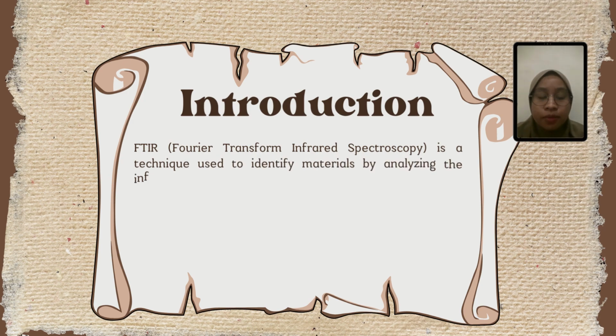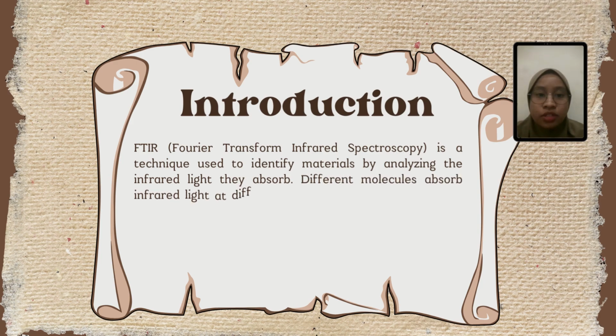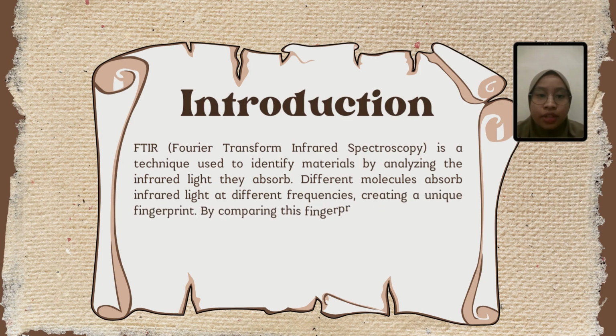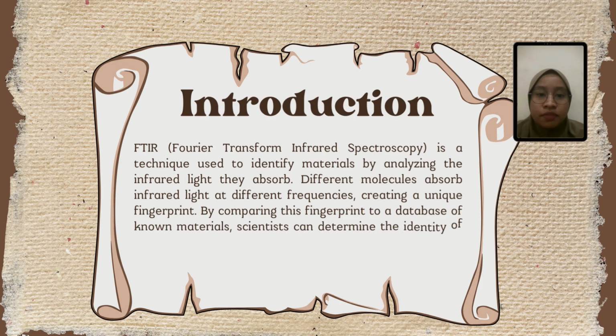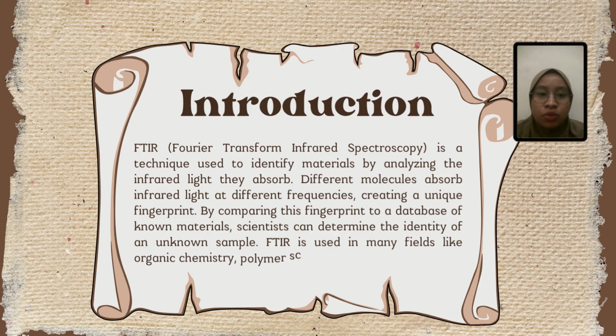Today I would like to present about FTIR. FTIR is Fourier-Transform infrared spectroscopy. It is a technique used to identify materials by analyzing the infrared light absorbed. Different molecules absorb infrared light at different frequencies, creating a unique fingerprint. By comparing this fingerprint to a database of known materials, scientists can determine the identity of an unknown sample. FTIR is used in many fields like organic chemistry, polymer science, and forensics.